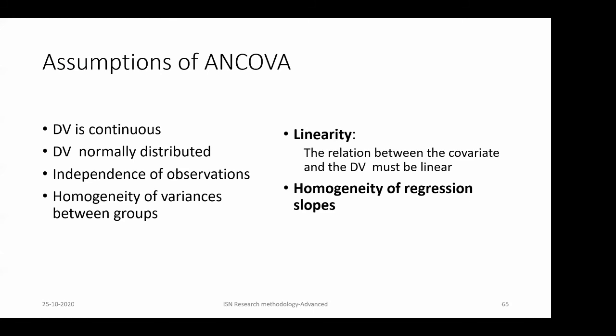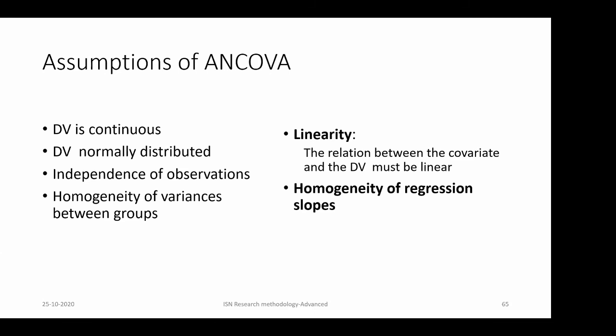And in addition to these assumptions, there are a few other assumptions in ANCOVA. One is linearity. The dependent variable and the covariate should show a linear relationship. For example, the dependent variable in ANCOVA is going to be the final eGFR. And I am planning to include two covariates in this model: one is the baseline GFR and the other one is the proteinuria. So the baseline GFR and the final GFR should show a linear relationship. Also, the proteinuria and the final GFR should show a linear relationship.